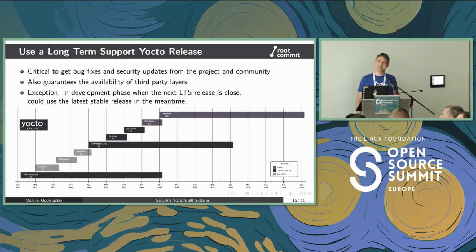So the first thing you could try is, of course, to use a long-term support Yocto release. There's one every 2 years, so that's great. You get vulnerability updates and all those things for 4 years, and you have 2 years to switch between the previous LTS release and the next one.